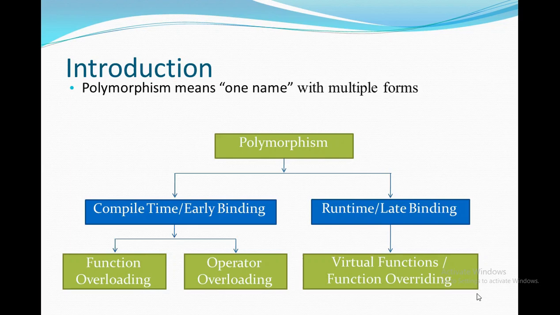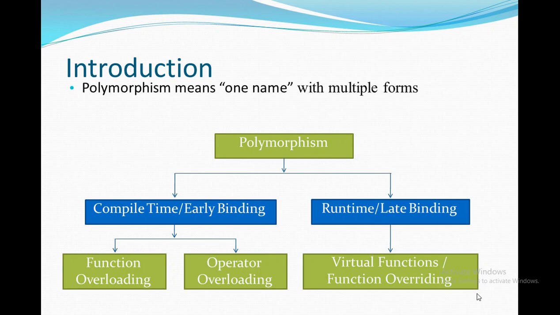Hello everyone. In this session, we are going to discuss polymorphism. Polymorphism means one name with multiple forms. So, polymorphism: poly means many and morphism means multiple forms. Polymorphism has two types. One is compile time polymorphism and the second is runtime polymorphism.